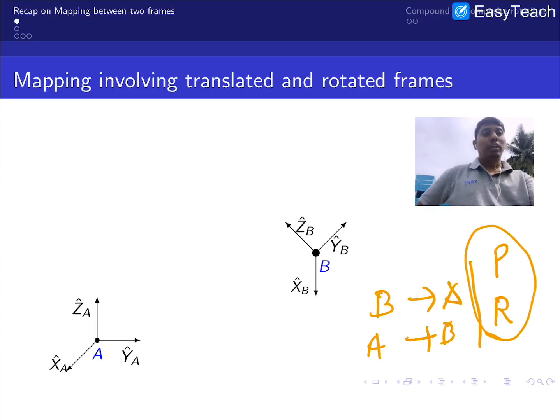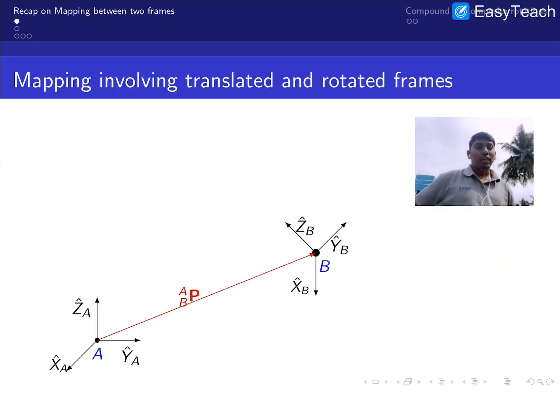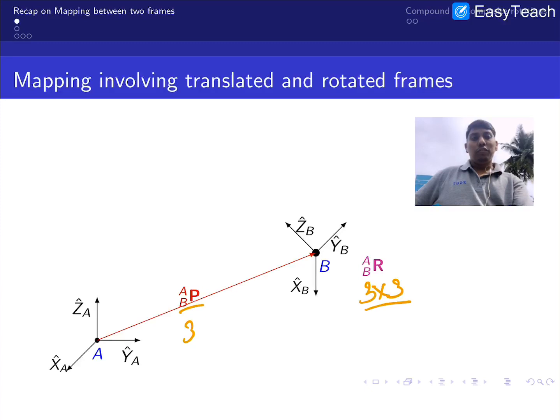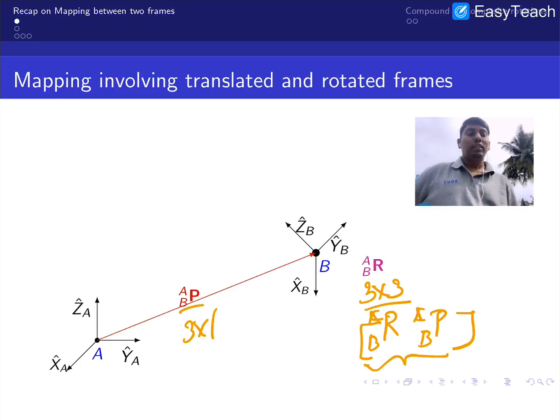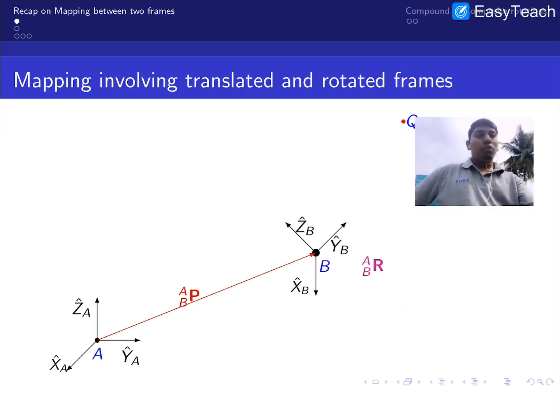How that has come, we will see. The positional information you can write as a simple 3 cross 1 vector. The rotation matrix you can write as a 3 cross 3. These two aspects we know already, right? Now what we are looking at is whether I can combine these into a single entity. Here one is one entity and the other is another entity, but I am combining them as a simple transformation matrix. That is my interest. We'll see how it can be done.